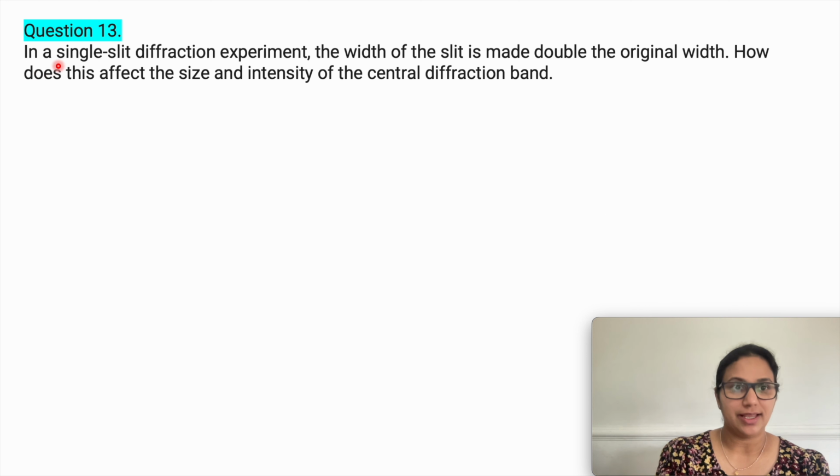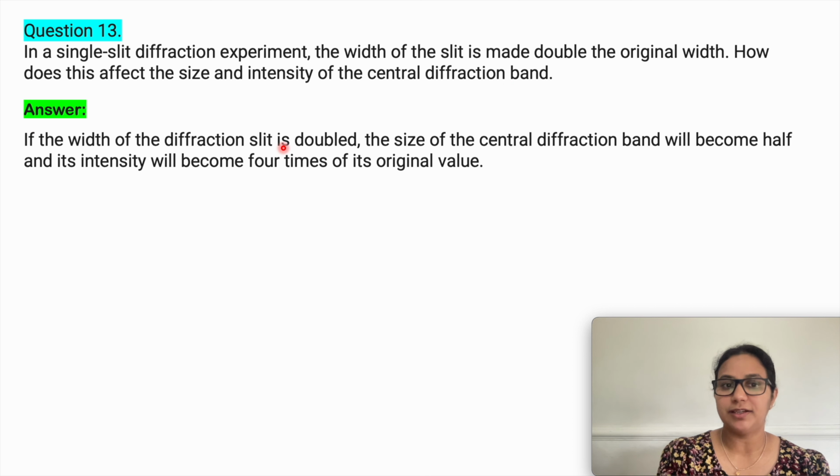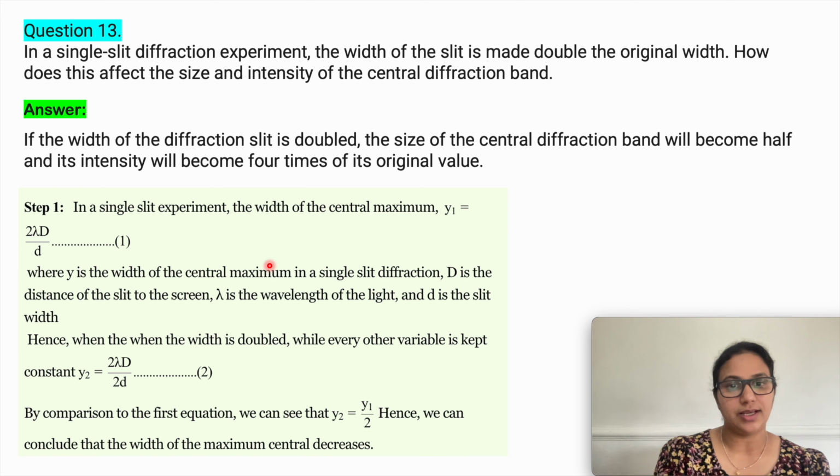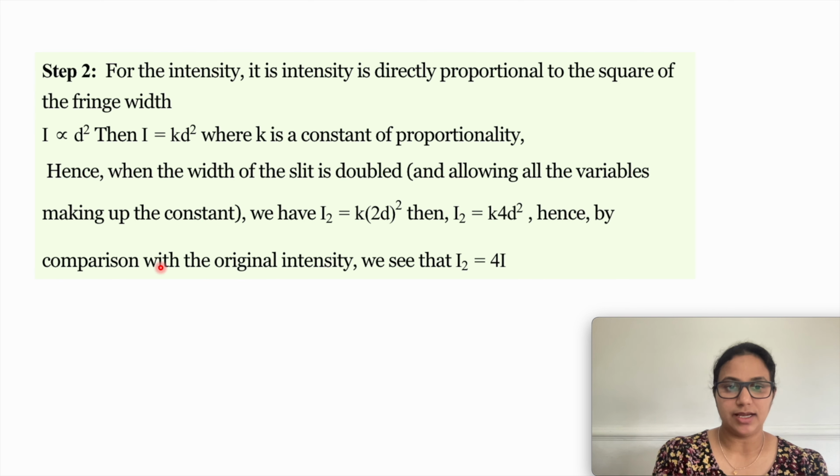Question number 13. In a single slit diffraction experiment, the width of the slit is made double the original width. How does this affect the size and intensity of the central diffraction band? The answer is, if the width of the diffraction slit is doubled, the size of the central diffraction band will become half and its intensity becomes 4 times its original value. So here is the proof for that explanation. Here you can see that the intensity will be 4 times the original intensity.